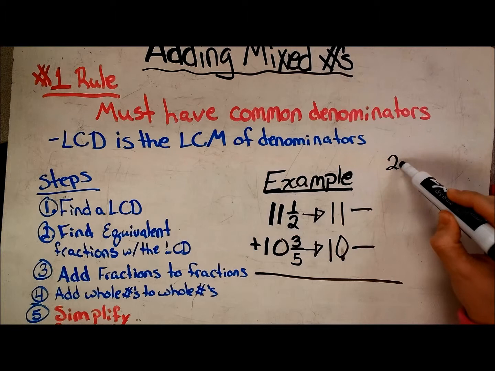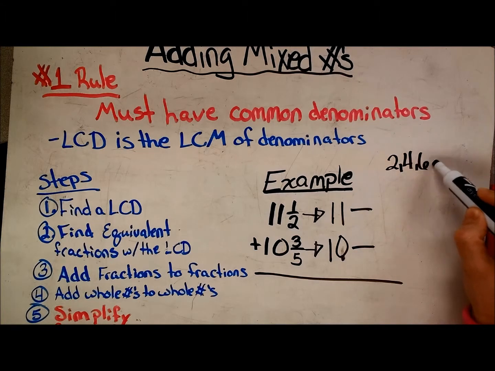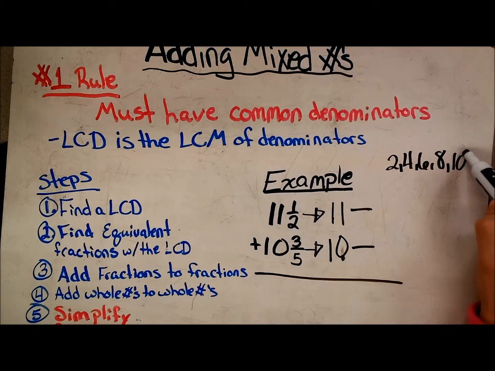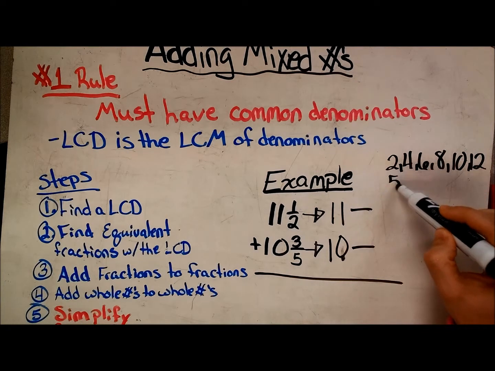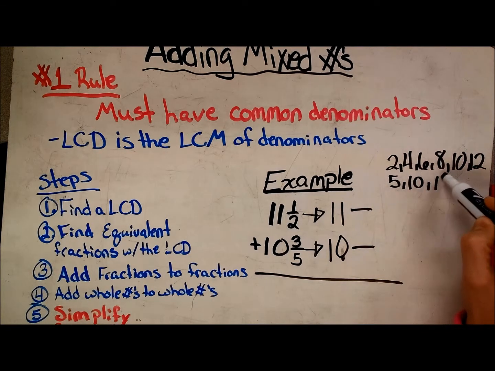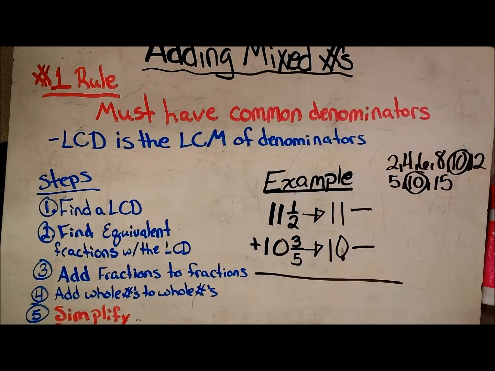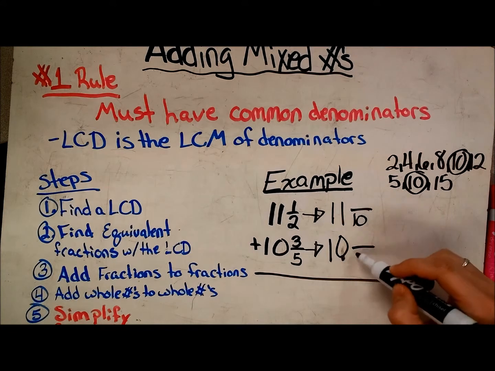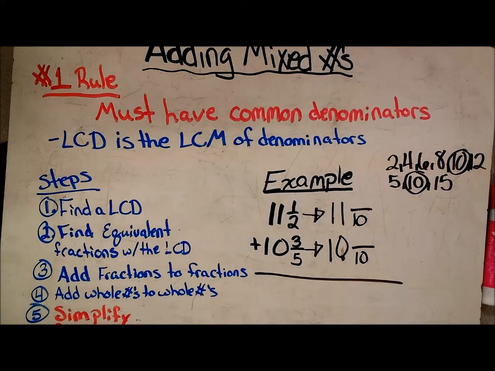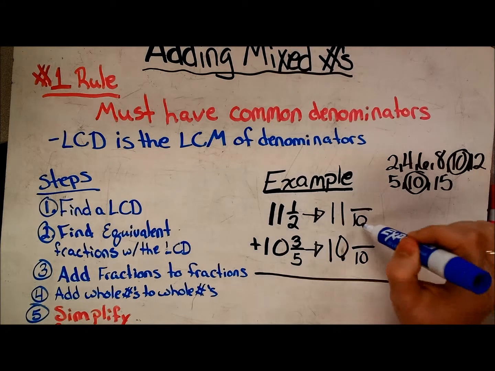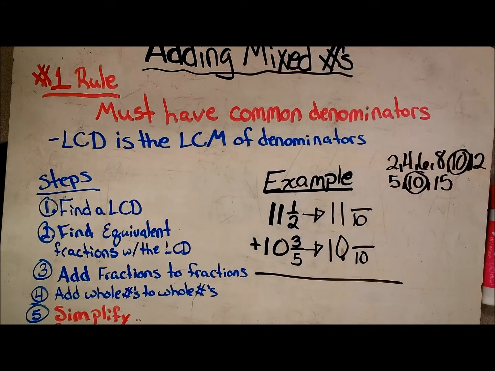So you count by twos, and then you count by fives, and you find the smallest one that they share. That becomes your denominator. Then you are going to find your equivalent fractions with that 10 as your denominator.